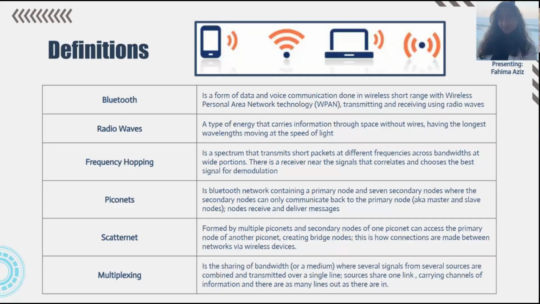In Bluetooth, there are piconets, and this is the Bluetooth network containing a primary node and 7 secondary nodes, where the secondary nodes can only communicate back to the primary node. They're also known as master and slave nodes. And these nodes receive and deliver messages, which takes us to scatternets.